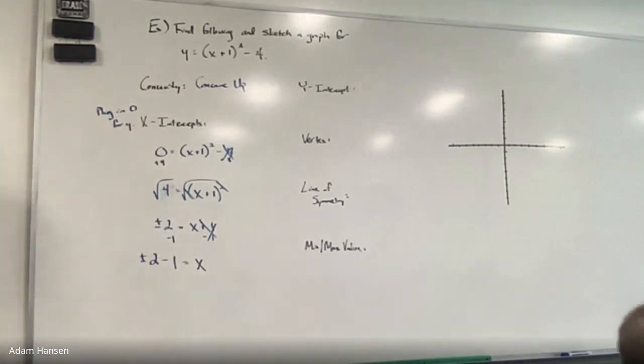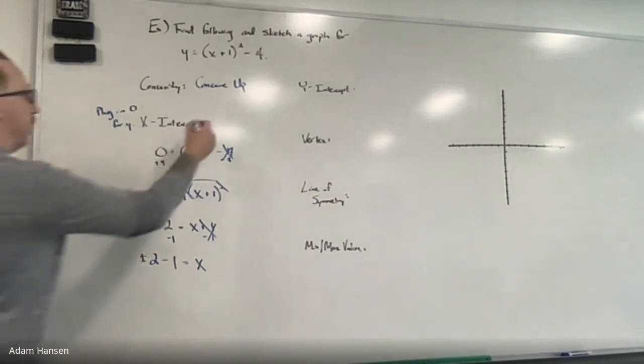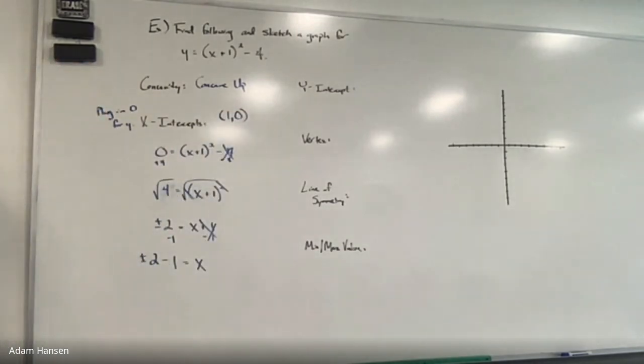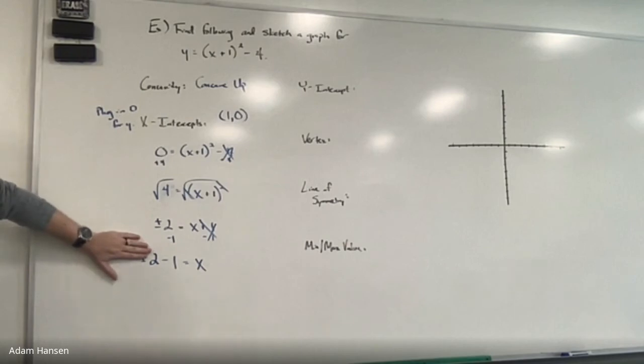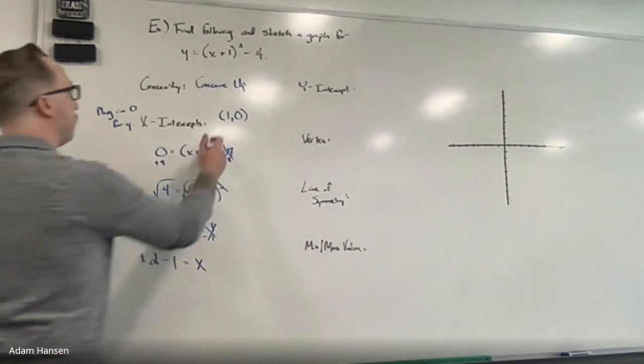But I can simplify them a little bit by taking both the plus and the minus. I could have positive 2 minus 1. What's positive 2 minus 1? 2 minus 1 is 1. So there's an x-intercept: (1, 0). Now take the negative part of the plus or minus. What's negative 2 minus 1? Negative 3. I can have either 2 minus 1 or negative 2 minus 1. Negative 2 minus 1 means negative 3.